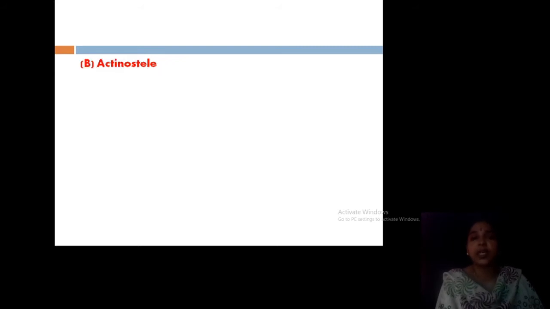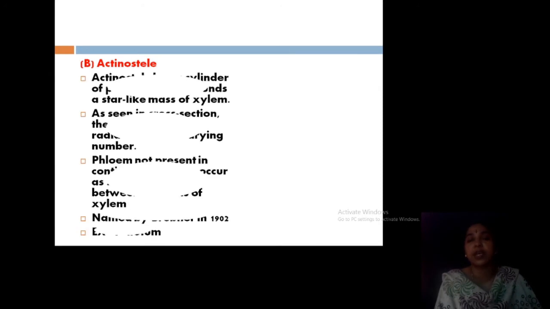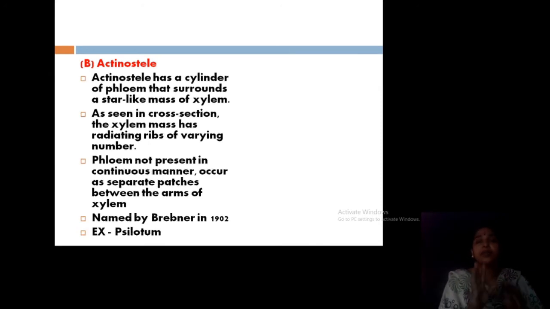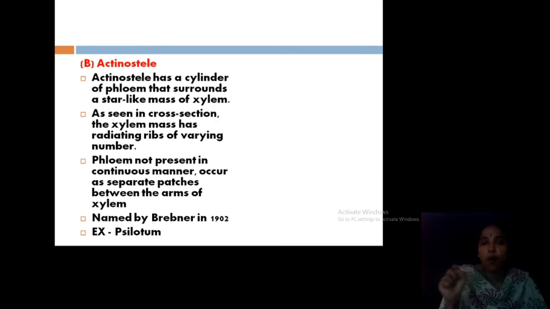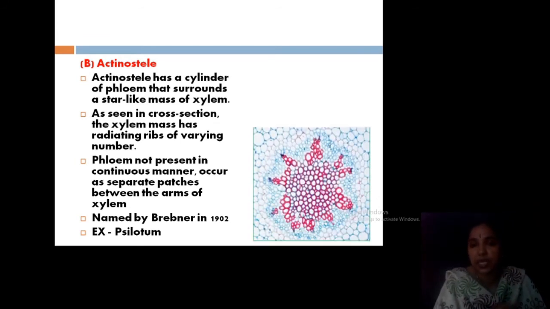Okay. Second type of protostele is actinostele. What is the difference here? Here the same pattern, but xylem appear as a star-like mass. Okay, and there are ribs or points, and phloem is not present continuously, but phloem is present in between the arms of xylem. See the image.